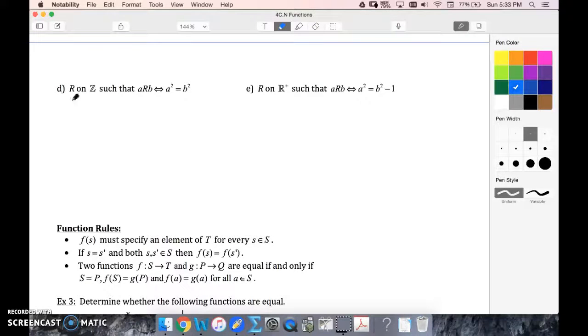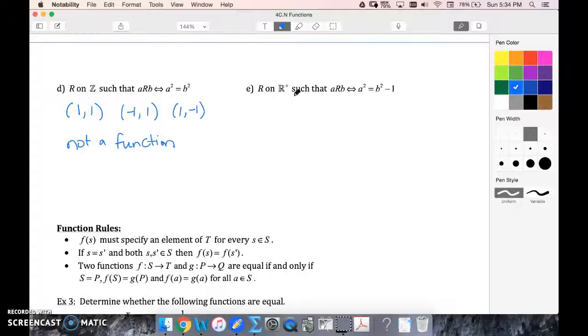So now we have a relation R on Z, such that A is related to B where A squared is equal to B squared. Well, I know if A squared is equal to B squared, pairs that would work here are (1, 1) or (-1, 1). This works, but I could also have (1, -1). So now I've got elements from my domain that do not have unique outputs, so not a function.